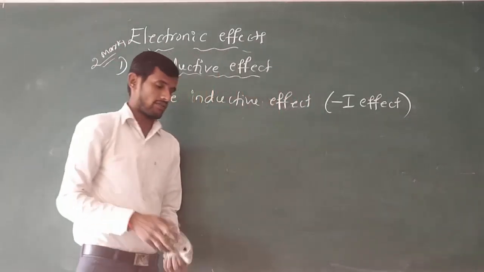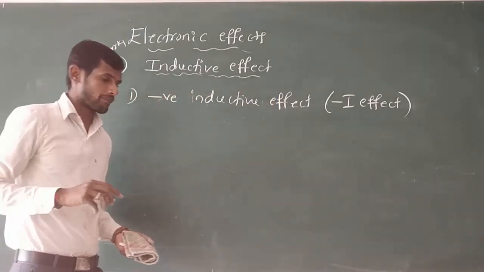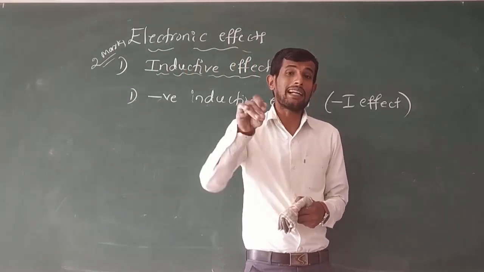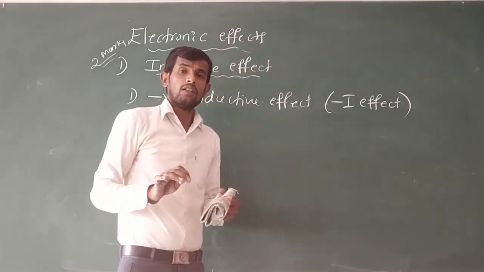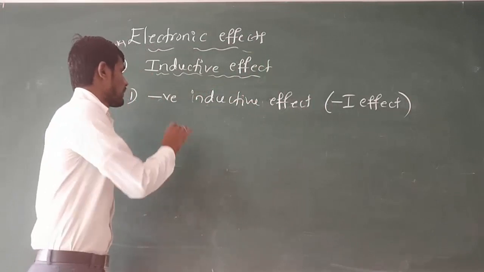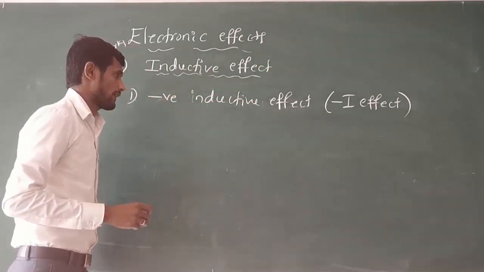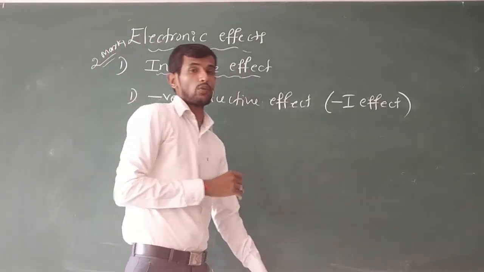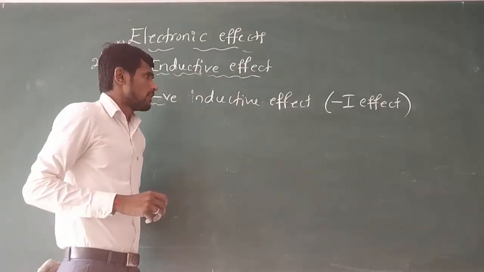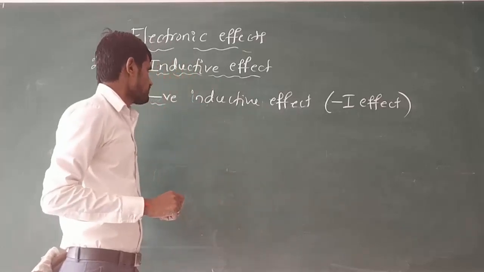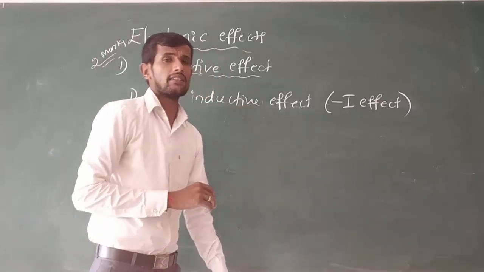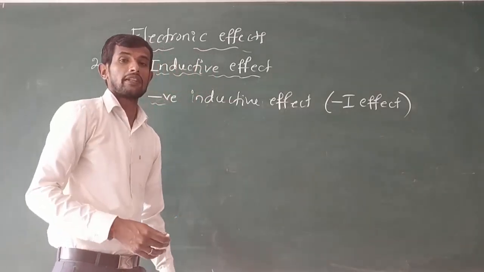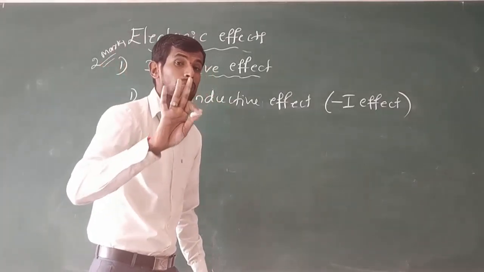What does it say? Remember students, I told you already, it depends on the substituent group or attached group. There are two types. One is negative inductive effect, another one positive inductive effect. Negative inductive effect or minus I effect, when is it observed? Students, remember, negative inductive effect is observed when the displacement of electron takes place towards the substituent group.